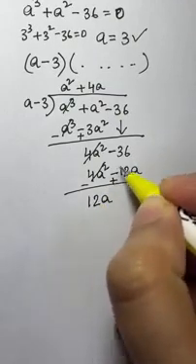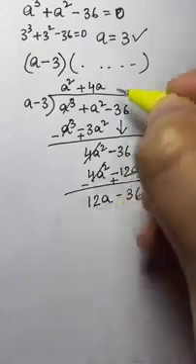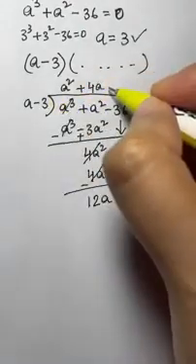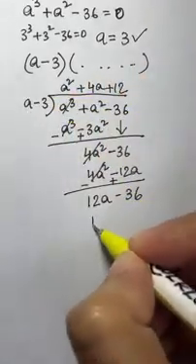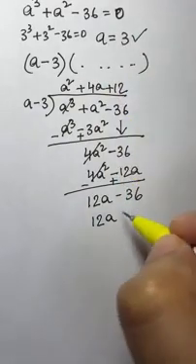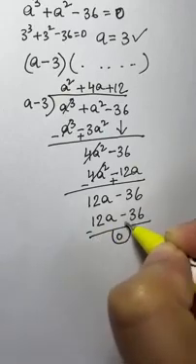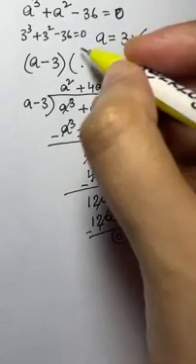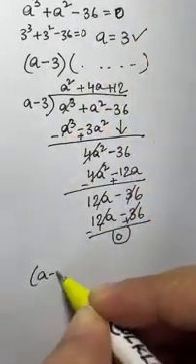12a minus 36, because we have changed signs. Now what can you have here to get 12a? Just multiply the number, plus 12. Plus 12 times a gives you 12a, and negative 3 times plus 12 gives you negative 36, and you have the remainder as 0. Just change the signs and you can cross out things. It's 0. So you have got what is there in this dash: it's a minus 3.